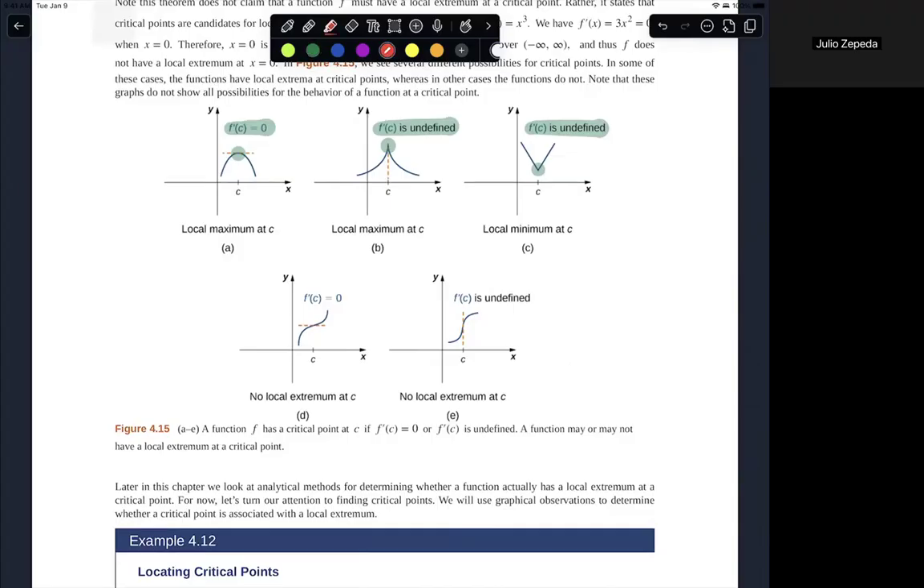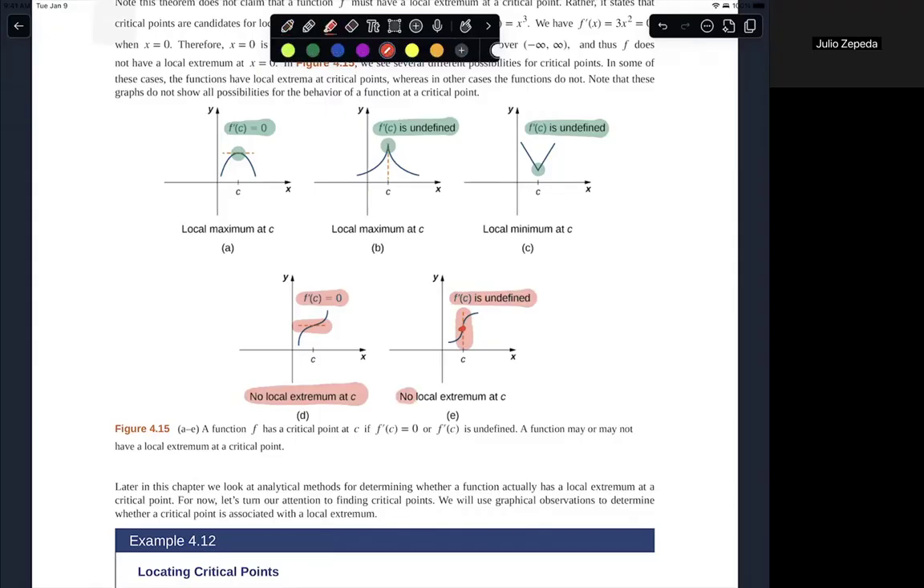But we did say just because the derivative is equal to zero, as it is in this picture here, that does not necessarily mean that there's going to be a local max or local min there. It is possible, as in part D here, that there's no local extreme value at C, even if the derivative is equal to zero. And here's another example of where the derivative is undefined. There is a vertical tangent line, so the slope is undefined, the derivative is undefined. But you can see from the picture that's neither a local max nor a local min at this point here.